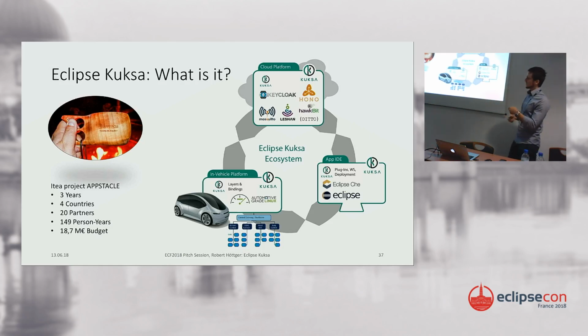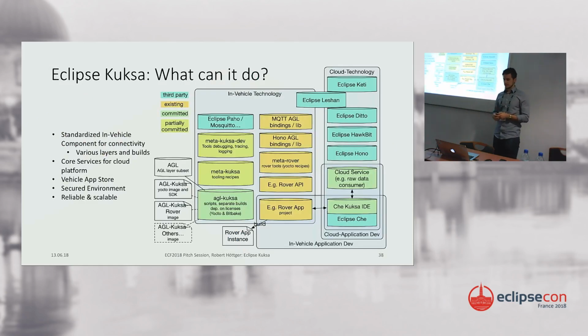Now, the whole Eclipse Kuksa comes from the AppStacle project. It's an internationally funded European project. It lasts 3 years. It started in January last year, and it consists of 20 partners across 4 countries and, well, has some budget and personnel.